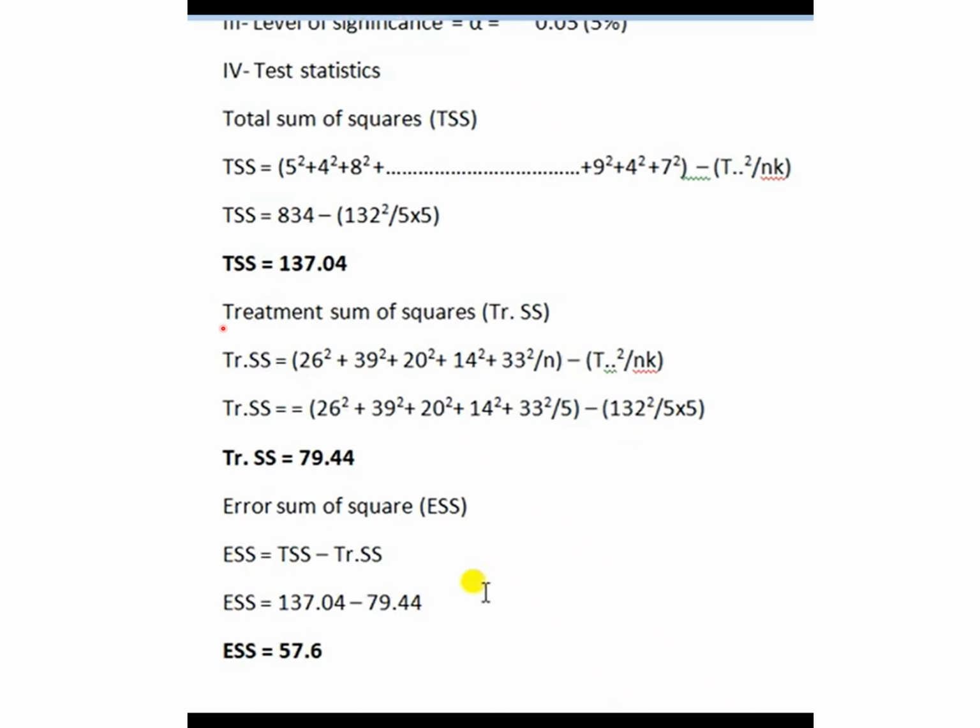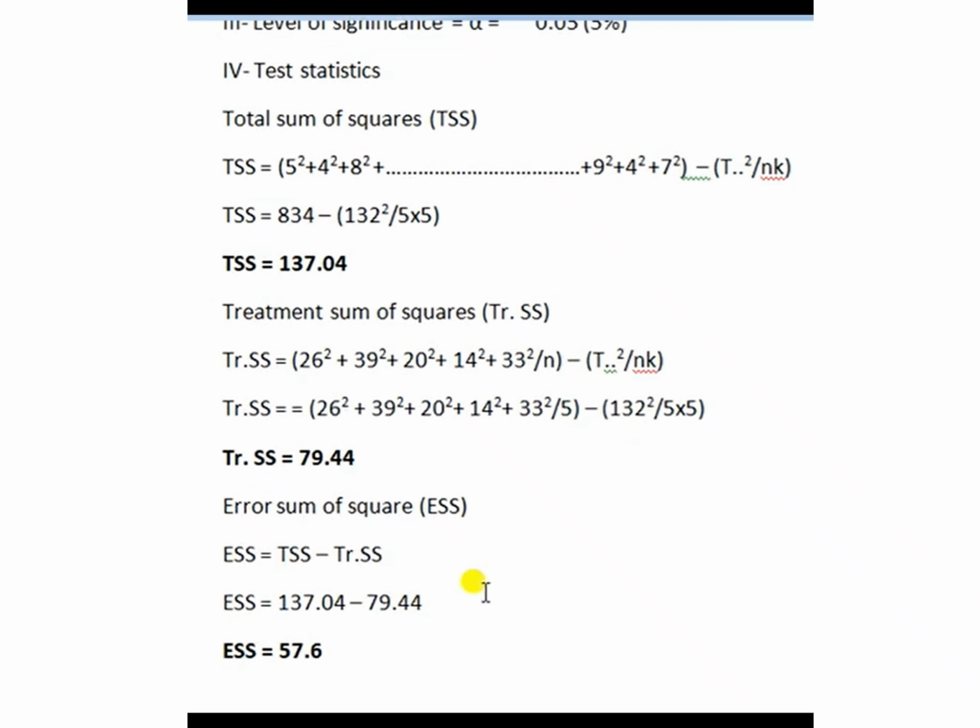Then comes the treatment sum of squares. What is treatment sum of squares? Just calculate the summation of them, minus this term, which is the same for both. And if we remove this from the total, what we ultimately find is the error sum of squares: TSS minus treatment SS. Just we have got this.